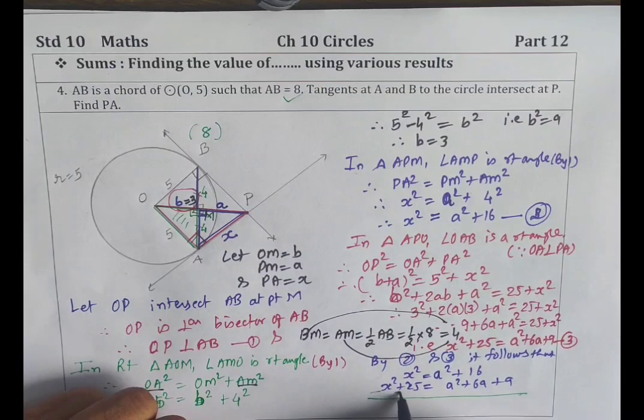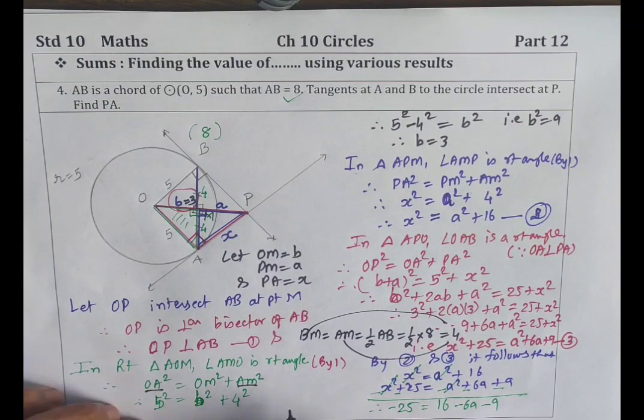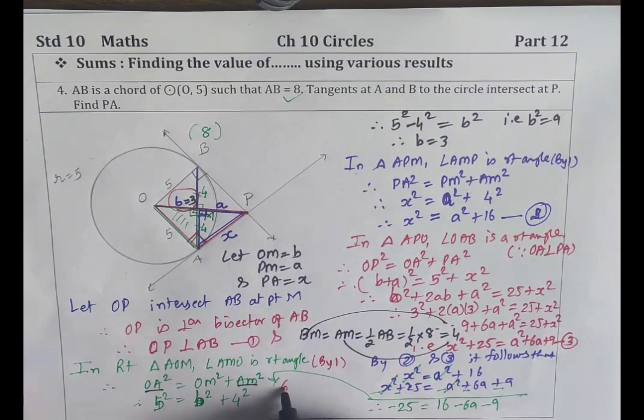Change the sign. This minus, plus X square minus X square gone. Plus A square minus A square gone. So what is left on the left hand side? Minus 25. Here 16 minus 6A minus 9. From here, please see, I'm doing the work here. Take minus 6A this side, so it becomes plus 6A. 16 minus 9 is 7, correct? Minus 25 on the other side, plus 25. So you got 6A is equal to 32.